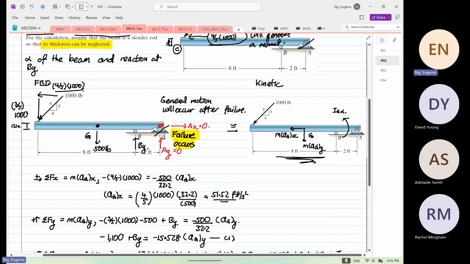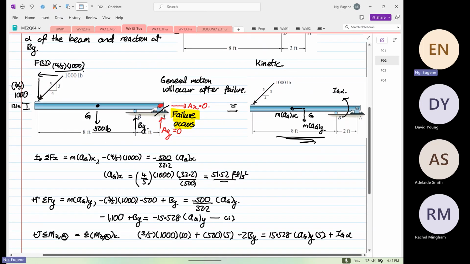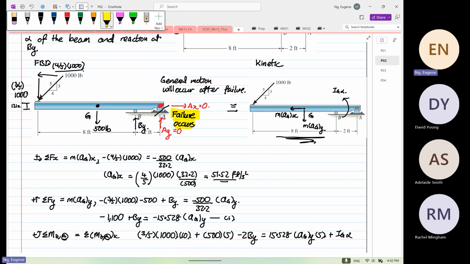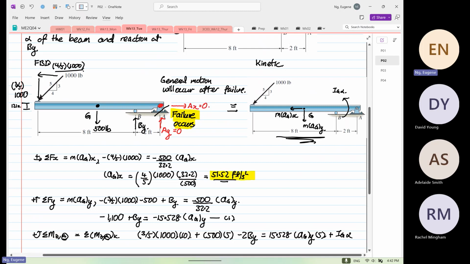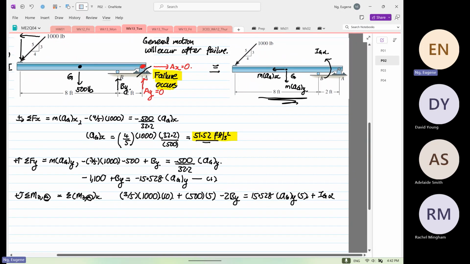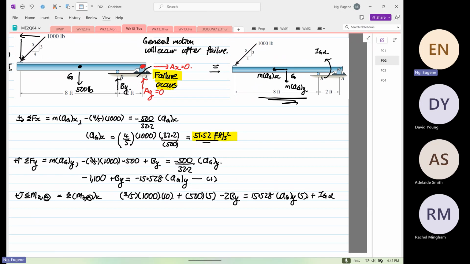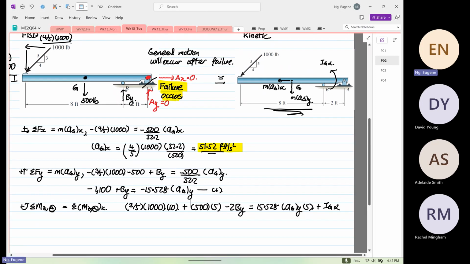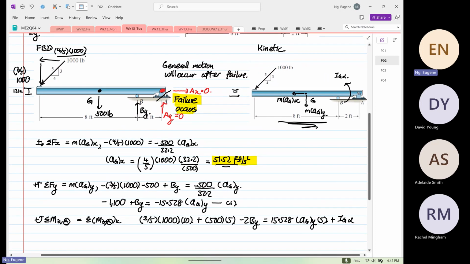We do summation of forces in the X, and we have a value of 51.52 feet per second squared. That's the acceleration in the X direction. We do summation of forces in the Y. Then we do the moment Z at point A. Now let me show you, in case you guys are worried.